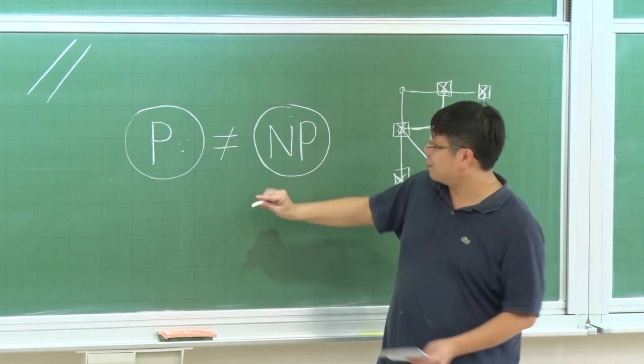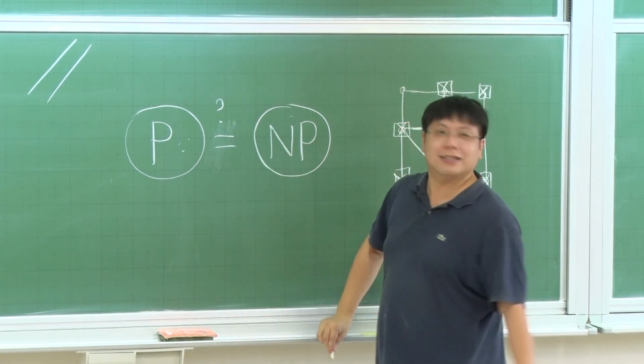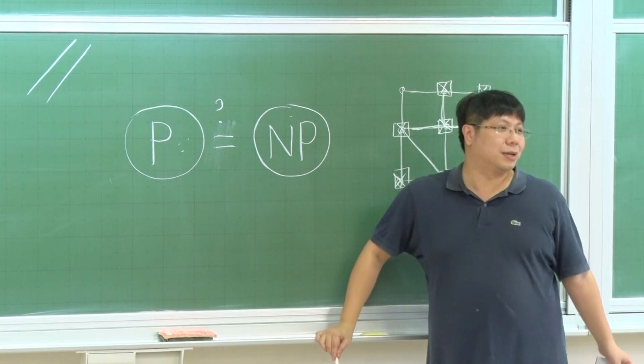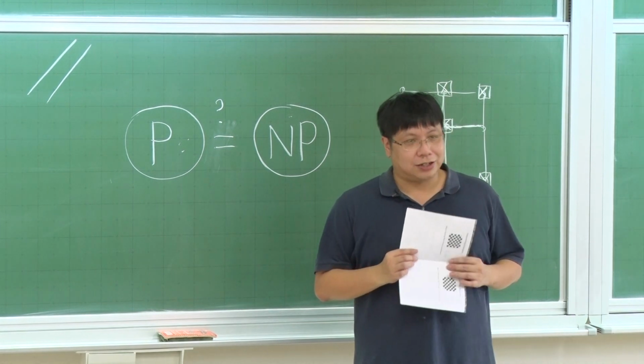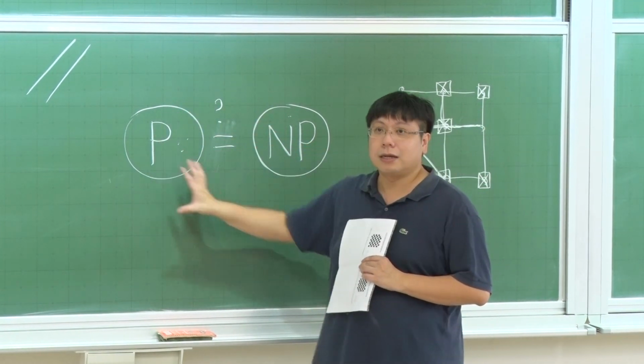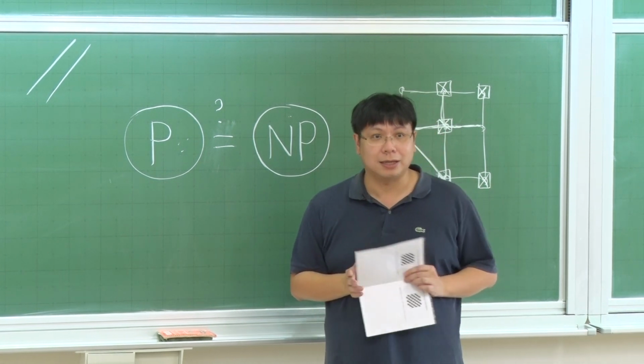So usually it's like this. We don't know. This is the status. Nobody knows whether they are the same or not. So we actually have a lot of conjectures, and these are something significantly important.